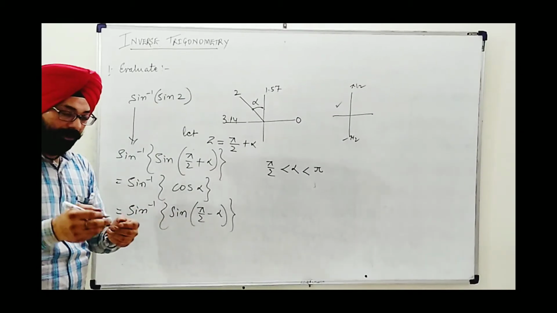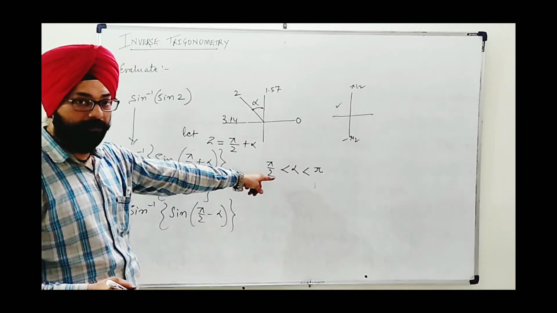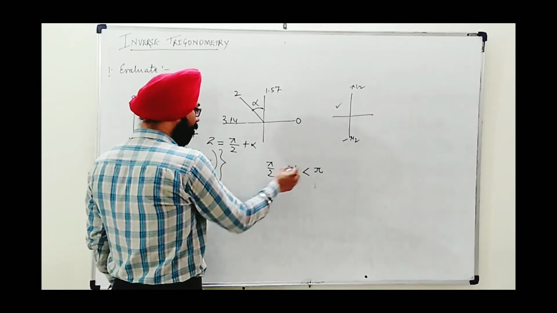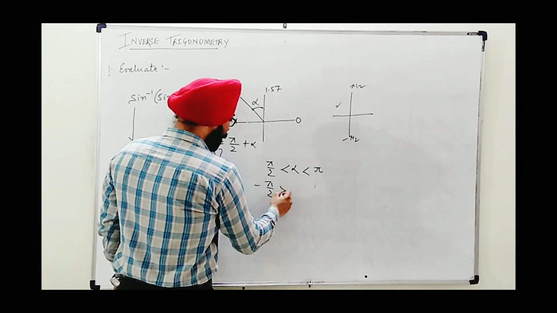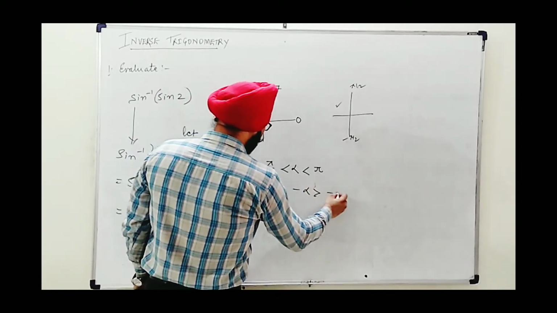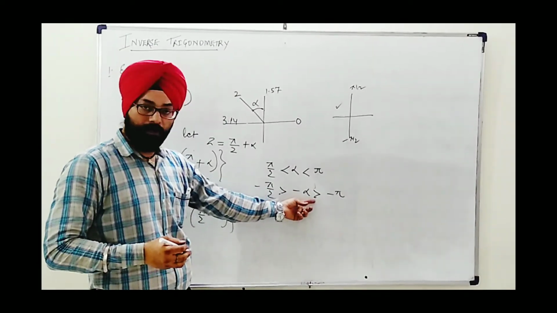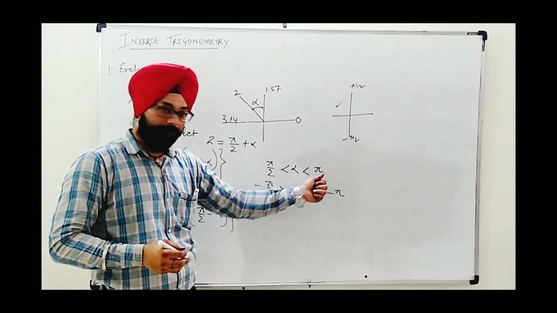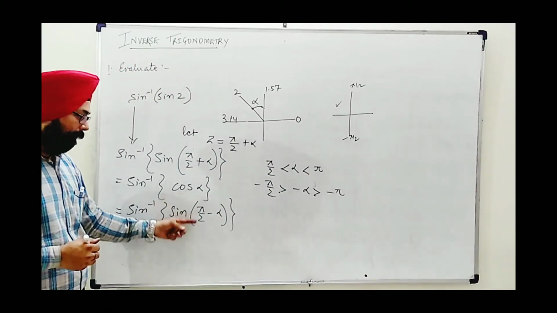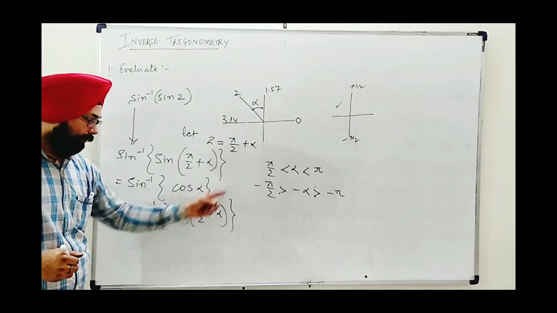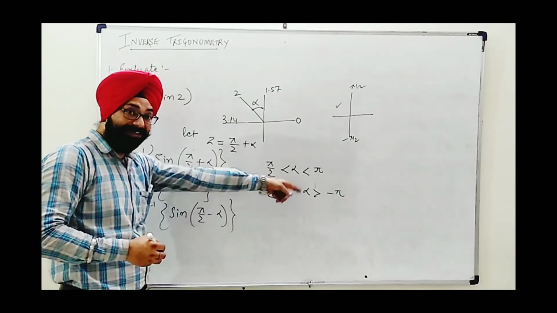So step by step, how to do it? This is alpha, I need a minus alpha. So first of all I will multiply each term by a minus sign. This becomes minus pi by 2 is greater than minus alpha is greater than minus pi. I hope you are aware of the laws of inequalities. Whenever a minus is multiplied, the inequality gets reversed. Now I need pi by 2 for addition with minus alpha. So I will add pi by 2 in each term.